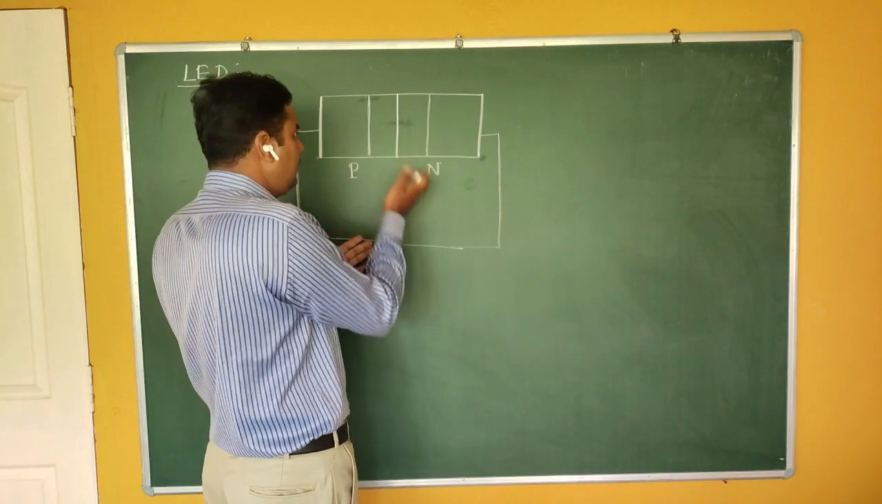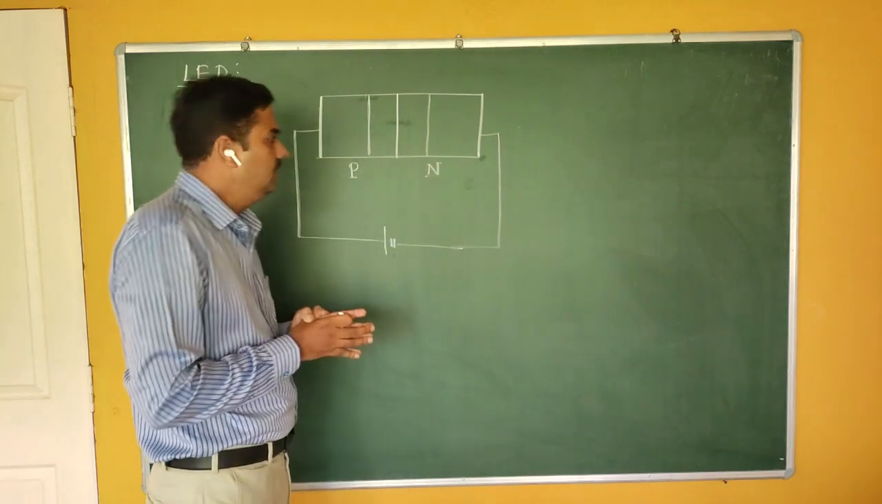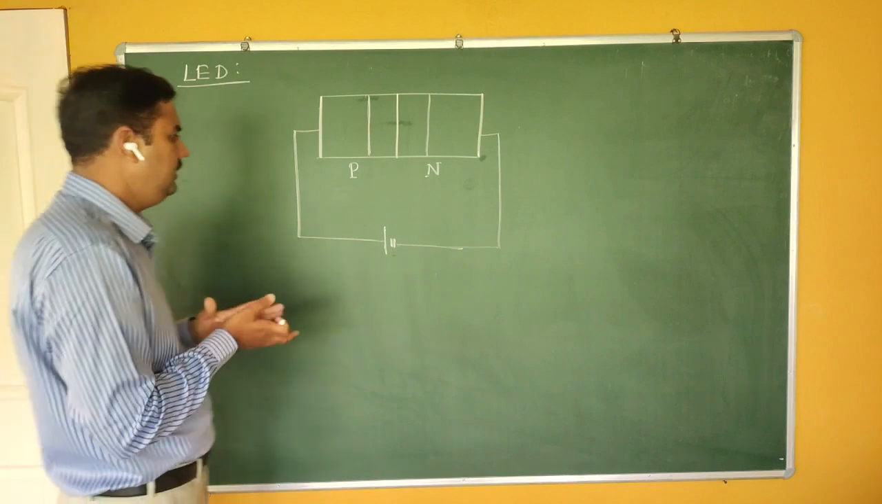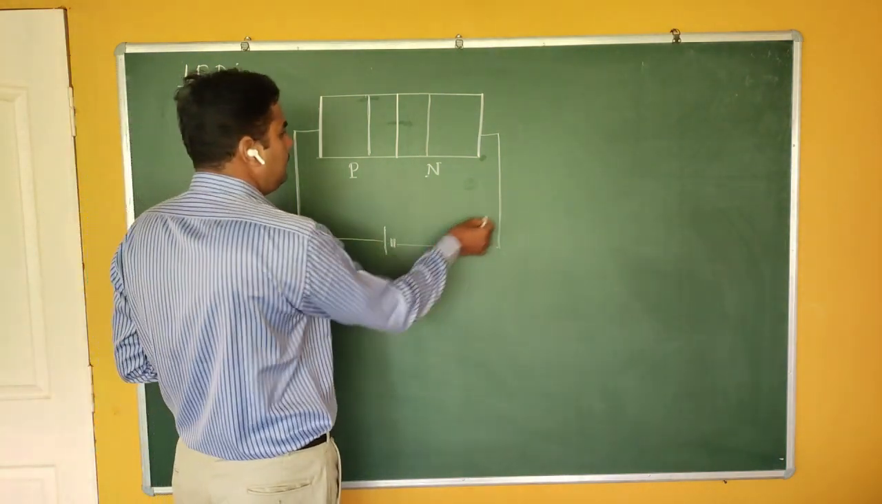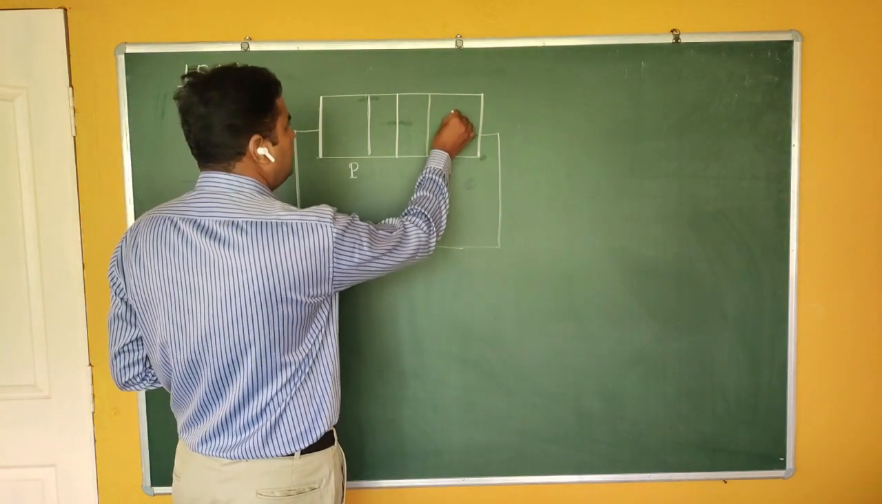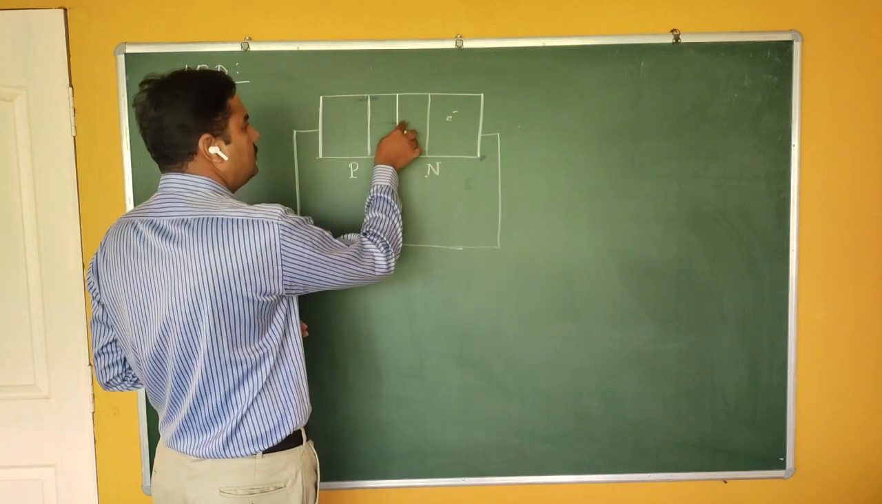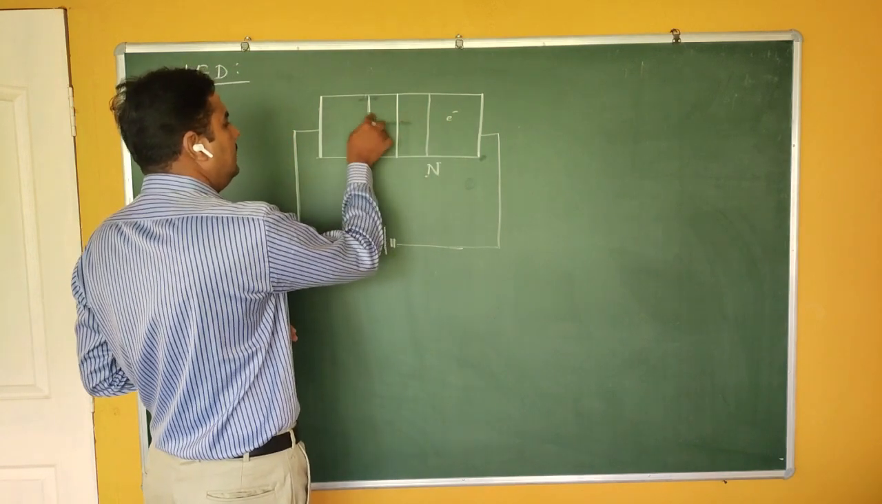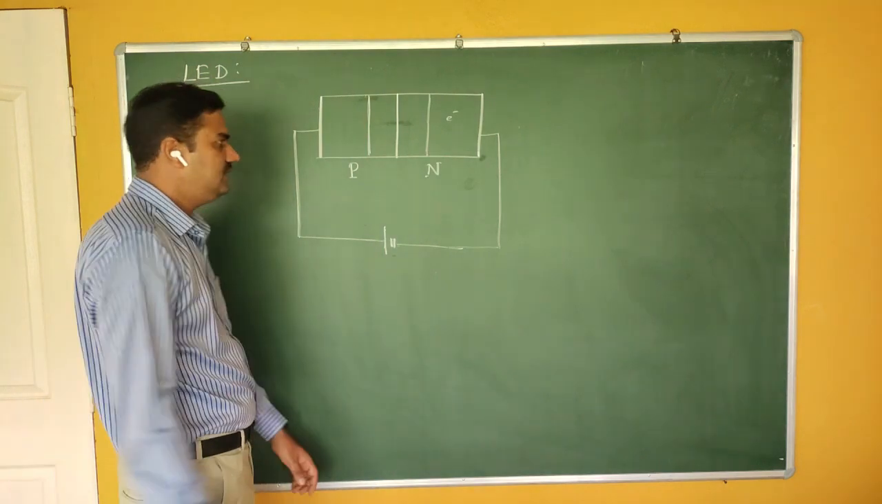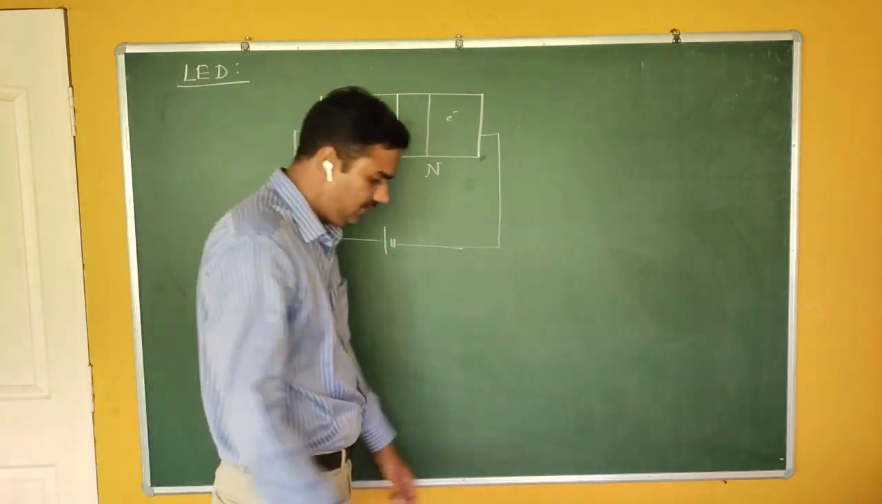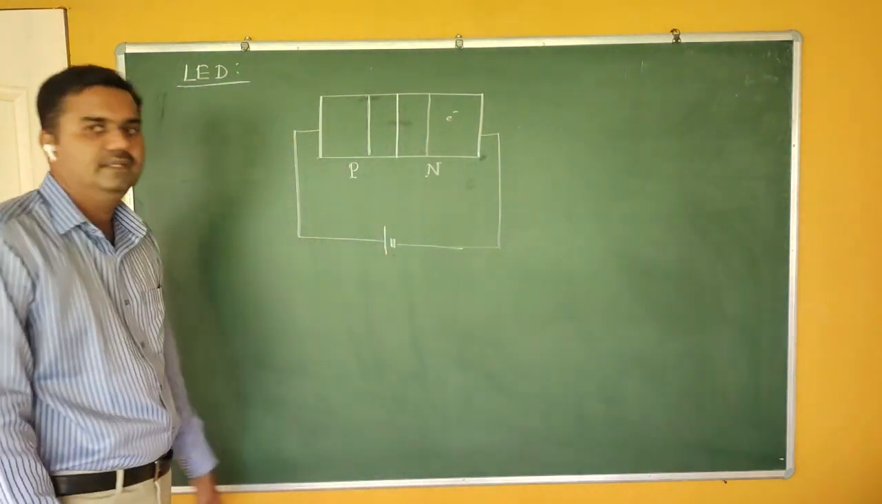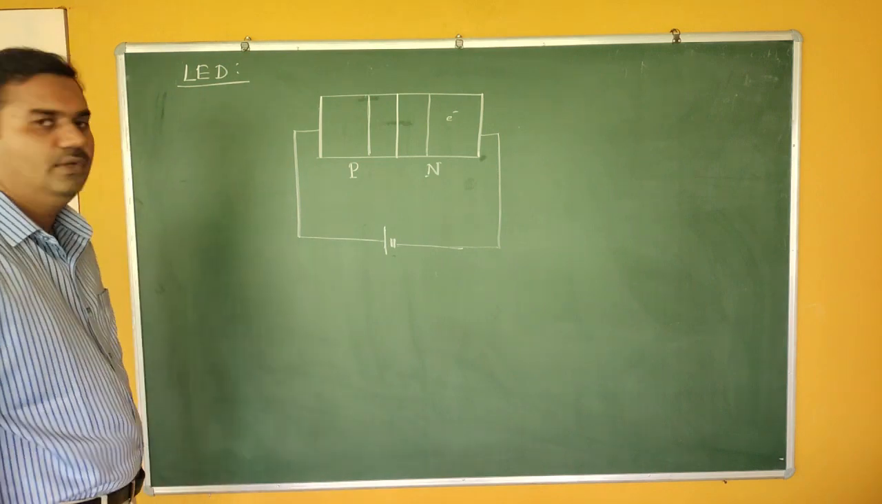During forward bias, electrons move from N to P. You can see that this side is negative, and the electrons can cross through the barrier and go to the other side. In the N region there are a majority of electrons, and in the P region there are a majority of holes.